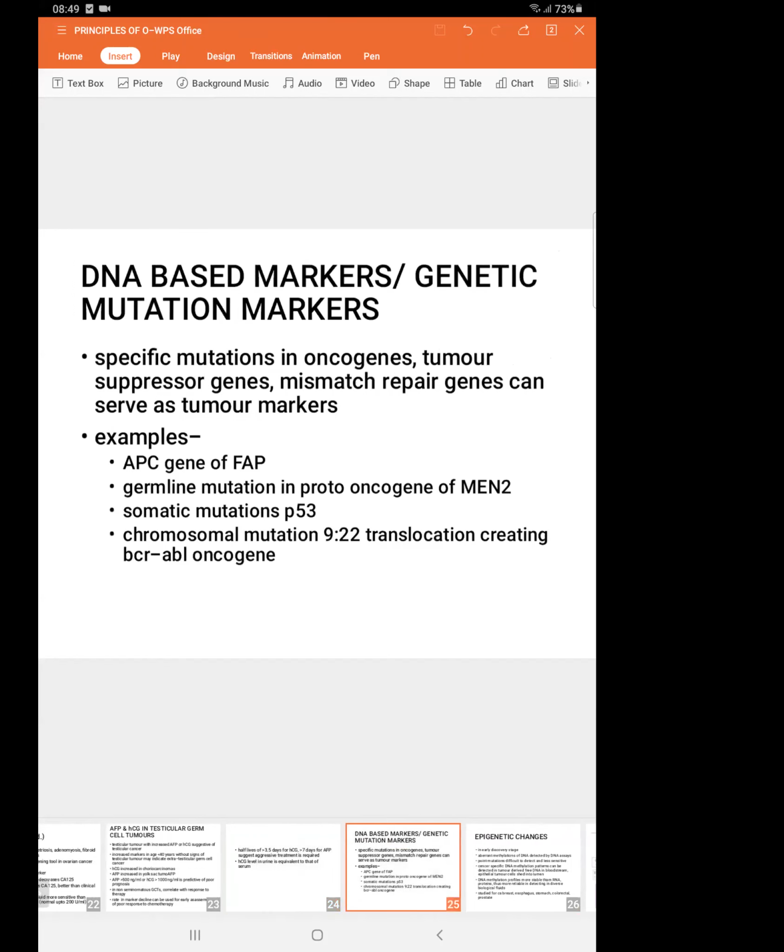These were the protein markers. Now I'll be talking about the DNA-based markers, the genetic mutation markers. These are specific mutations present in oncogenes, tumor suppressor genes or mismatch repair genes, which serve as tumor markers. Examples are the APC gene of familial FAP, germline mutation in the proto-oncogene of MEN2, somatic mutations in P53, and chromosomal mutation in the BCR-ABL oncogene, created by 9;22 translocation.